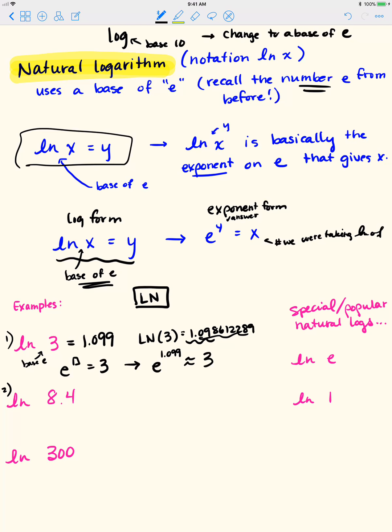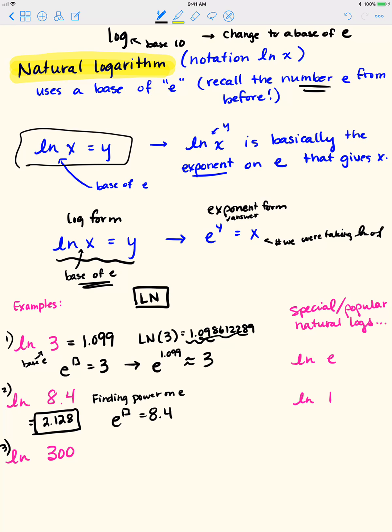Next example, natural log of 8.4. Again, you're finding the power of e that would give you 8.4. So e to what power would be 8.4? If you take the natural log of 8.4, again natural log because we're using e, you get 2.128, and the decimal continues 231706. So if I raise e to that power, the 2.128, I would get the value of 8.4.